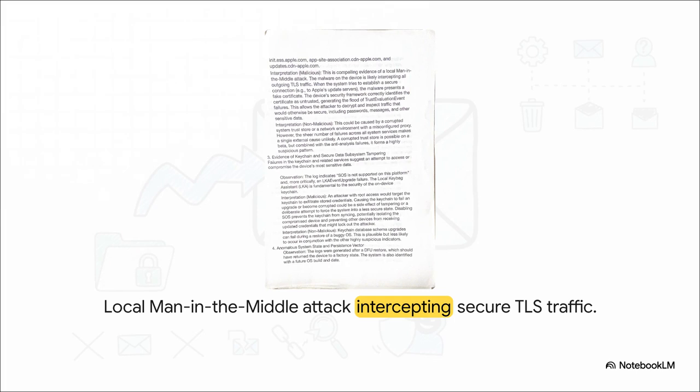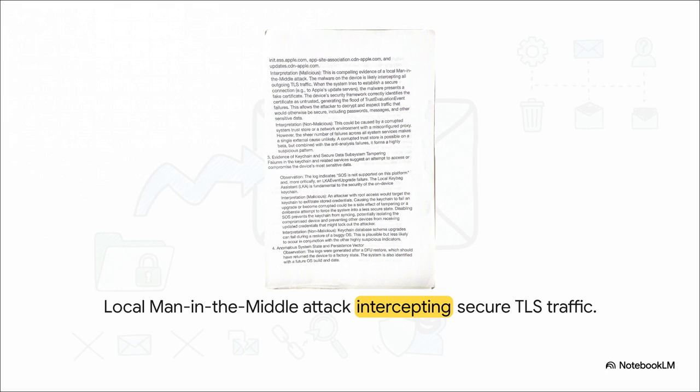This particular log file shows just how deep this system interference really goes. It highlights clear evidence of a local man-in-the-middle attack. The malware on the device actively intercepts outgoing secure TLS traffic. That's the standard encryption that usually keeps your web data safe. When the system tries to securely connect to Apple's update servers, the malware just presents a fake certificate.